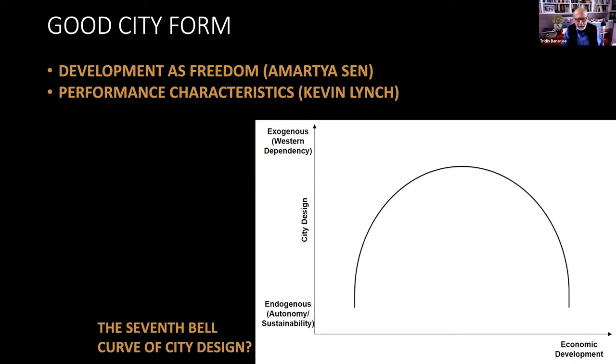But then there is a seventh bell curve notion, which is that the city design perhaps begins as a more endogenous, autonomous, sustainable form of city, which gradually with economic development and globalization becomes more exogenous with a larger Western dependency. But that dependency might ultimately level off and you might begin to see again the emergence of endogenous, autonomous sustainability.